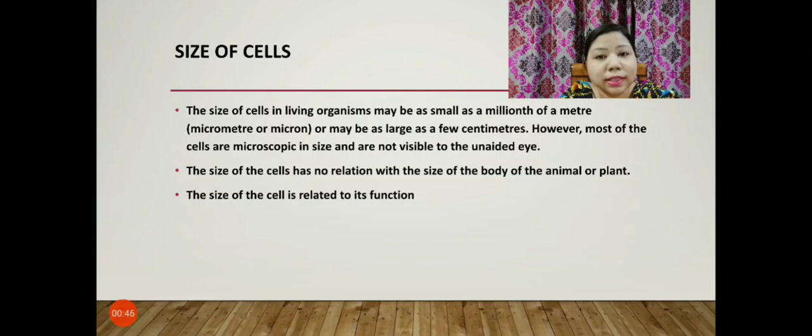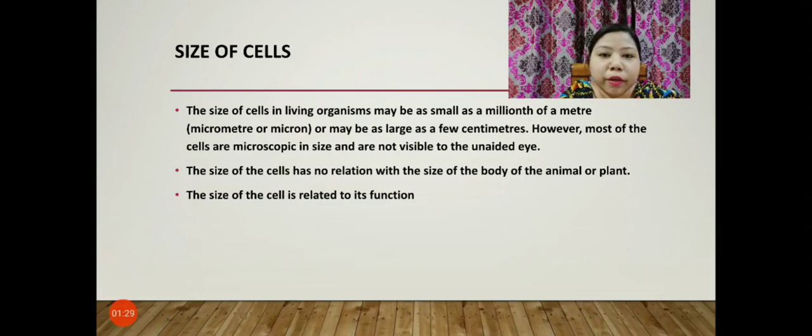and the smallest cell can vary from 0.2 to 0.5 micrometer, and the egg of a hen is one cell which can be seen without a microscope. We can see it with unaided eyes. So that is one example of a cell which can be seen. So when we boil the egg, we find that the inside of the egg solidifies. The white part is called the albumin and the yellow part is called the yolk. So both are a part of the cell.